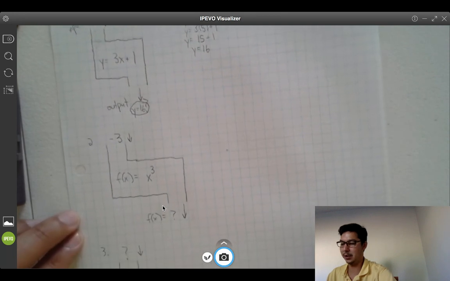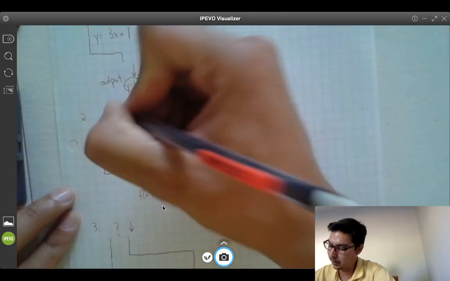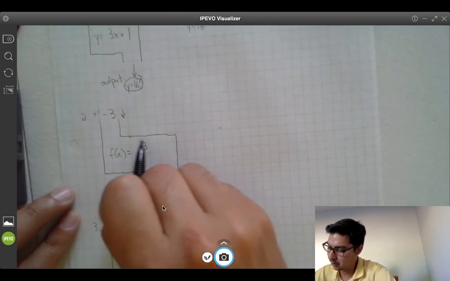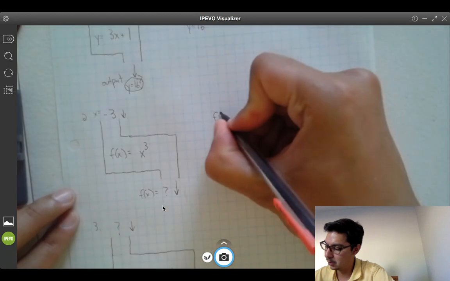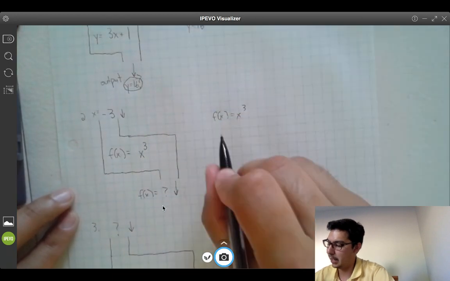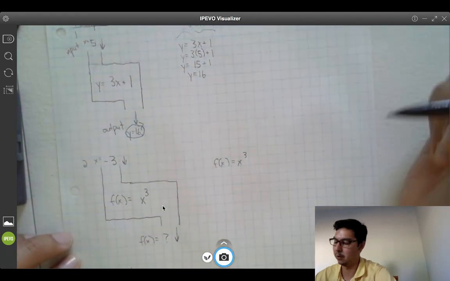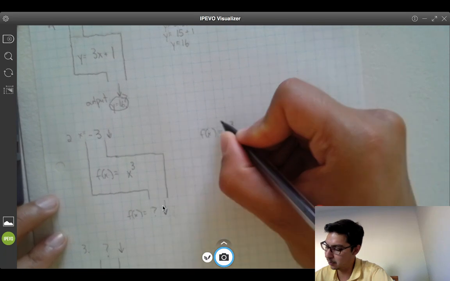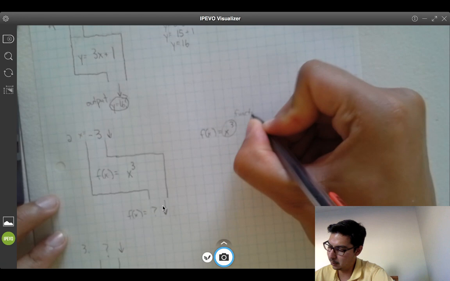Now, a slight variation that you might see on the work is like number 2 here, where -3 is my input, so that's like x equals -3. And now notice this function has something called f of x equals x to the third. This is very important. f of x is the same thing as y right here, but it's more powerful because this f means that we're referring to a function that we're calling f.